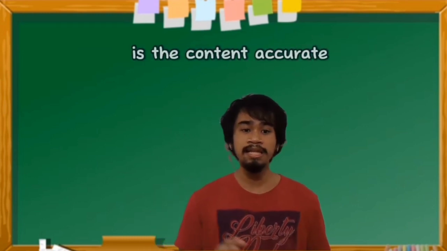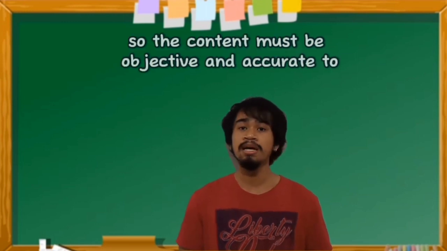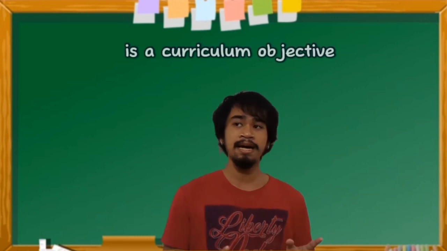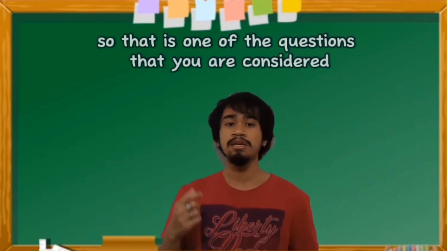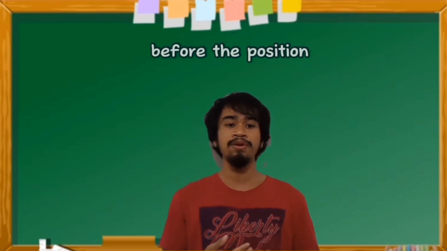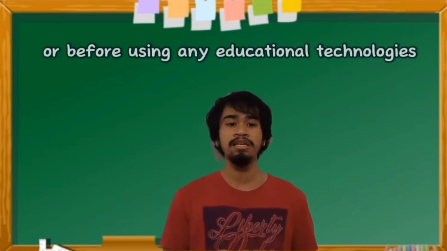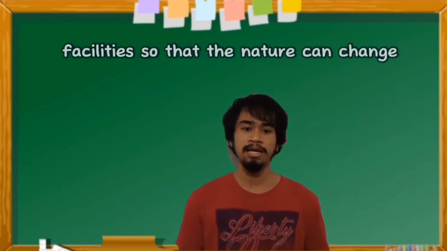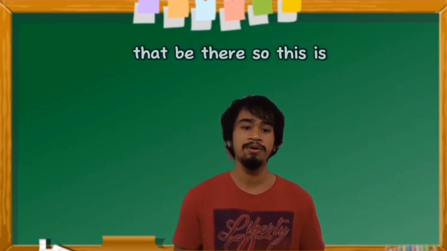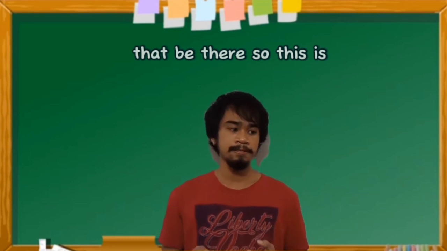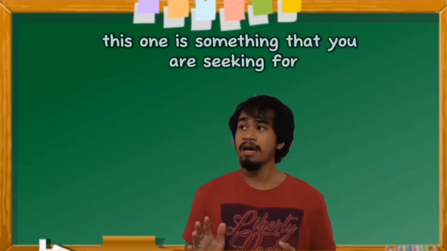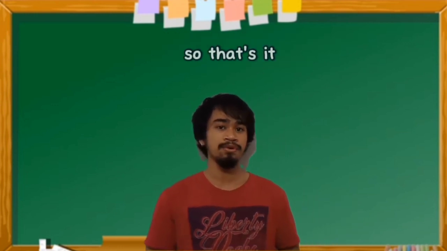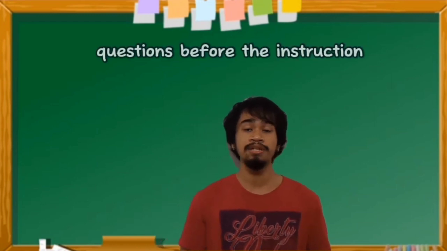The second one is: is the content accurate? Is it free of bias? So the content must be objective and accurate to its curriculum objective. That is one of the questions that you consider before the acquisition or before using any educational technologies. And the last one is: is there an option facility so that the teacher can change the ability level? This one is something where you are seeking something greater than what you currently have. So that's it, the questions before the instruction.